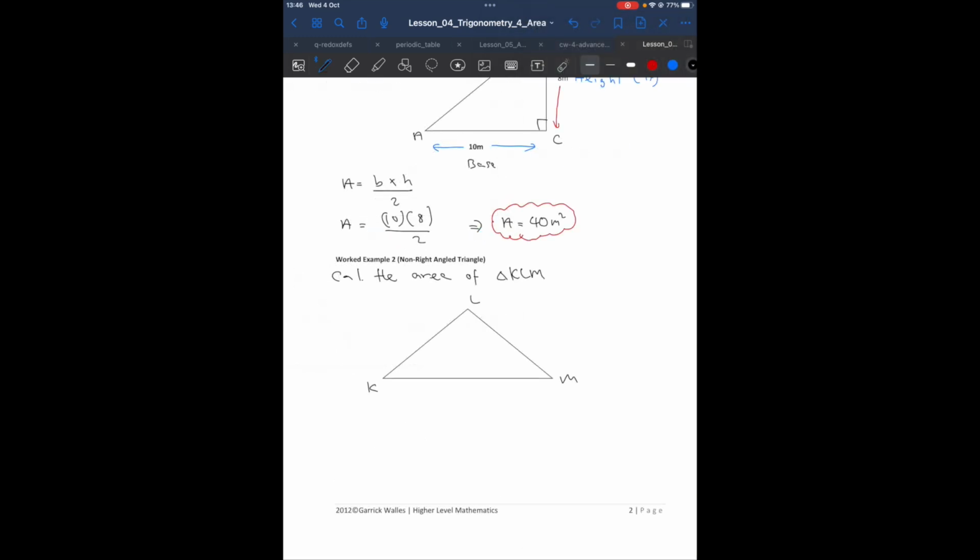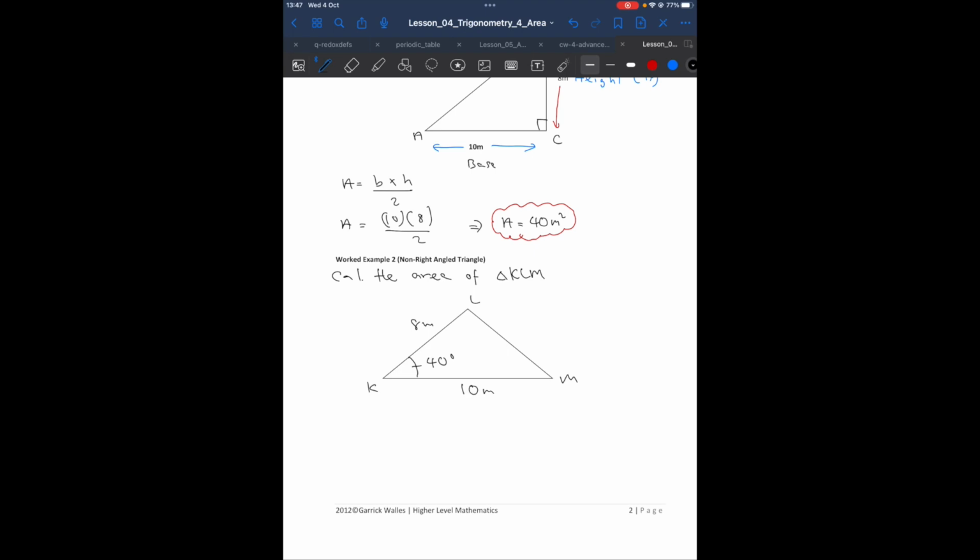The next way of calculating the area of a triangle is to use trigonometry. So if I've got this triangle KLM and I want to work out the area of this triangle, the information that you're looking for in the question is an angle. So I'm just going to make up an angle here. I'm going to say that this is 40 degrees. And you're looking for two lengths on either side of that angle.